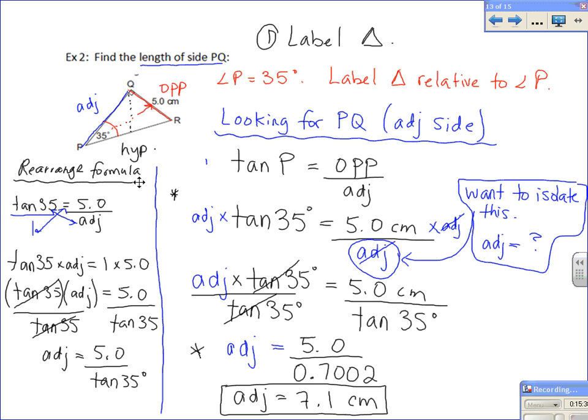So there's two ways to rearrange a formula. One is to simply undo what's being done to it, or multiply both sides by what you see in the denominator to get rid of the denominator. The other way is to simply cross multiply the numerators and the denominators, and that will also bring the denominators up into the numerator. If you need a little bit of extra help with rearranging formulas, please let me know. I'd be happy to do some more examples with you. Just send me an email or come and see me.